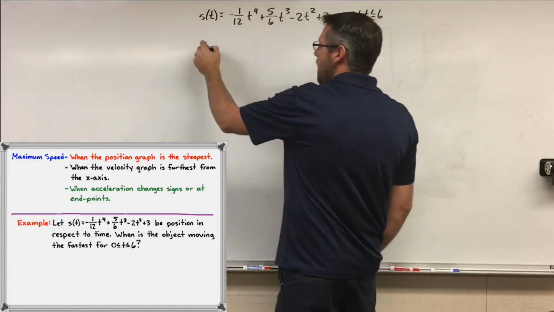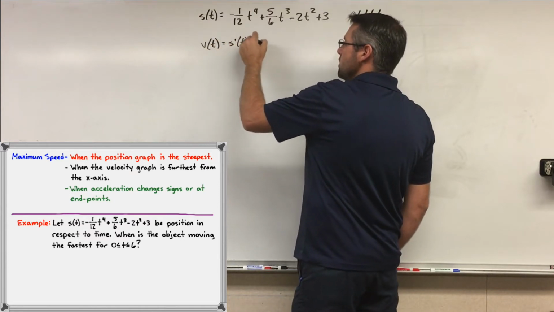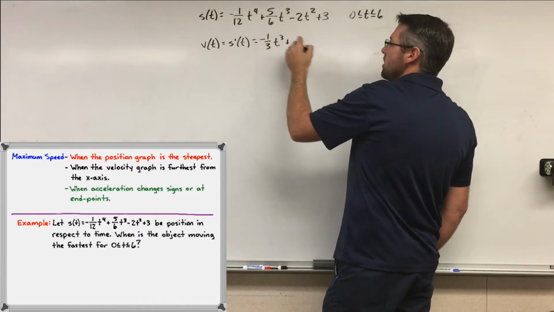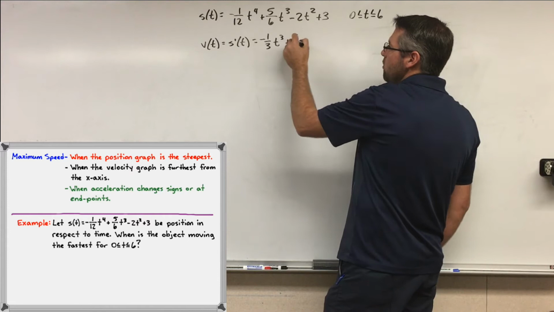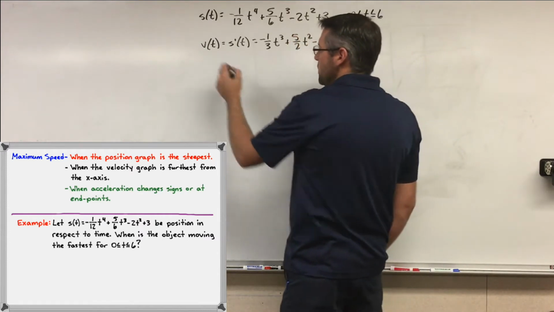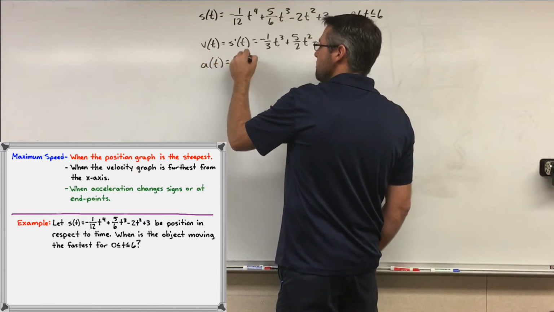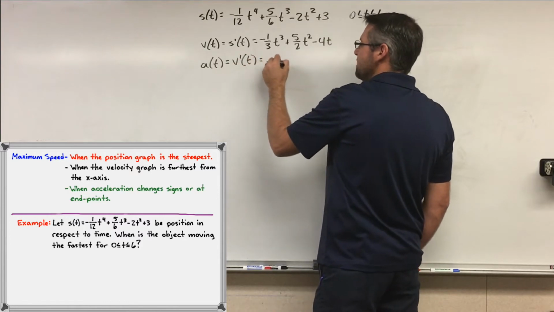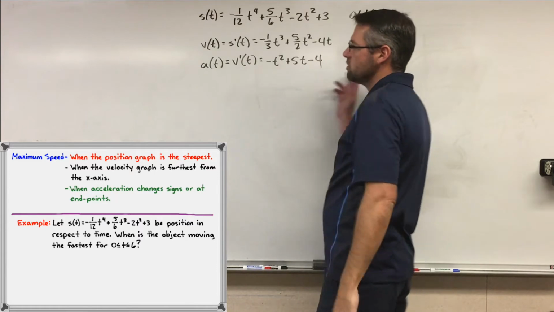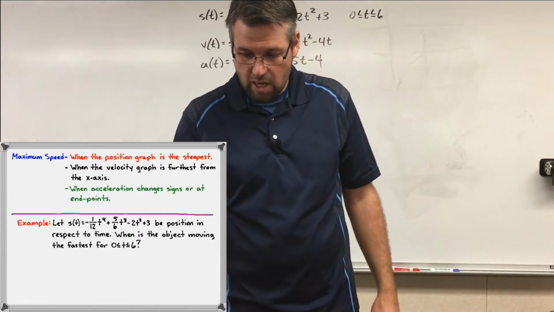So what do I do? I take the velocity, which remember is the derivative of position. So take the derivative, we end up with negative 1/3 t to the 3rd plus 5/2 t squared minus 4t. Then we take the derivative of velocity, which is acceleration, so v prime of t, which is negative t squared plus 5t minus 4. So now we have the acceleration function. And the question is, when is the object moving the fastest?